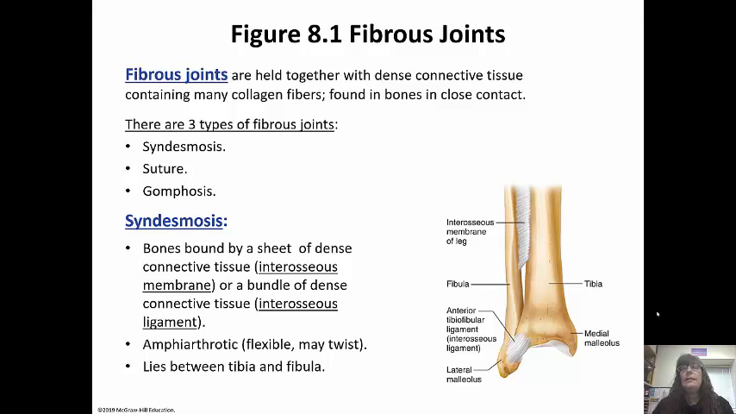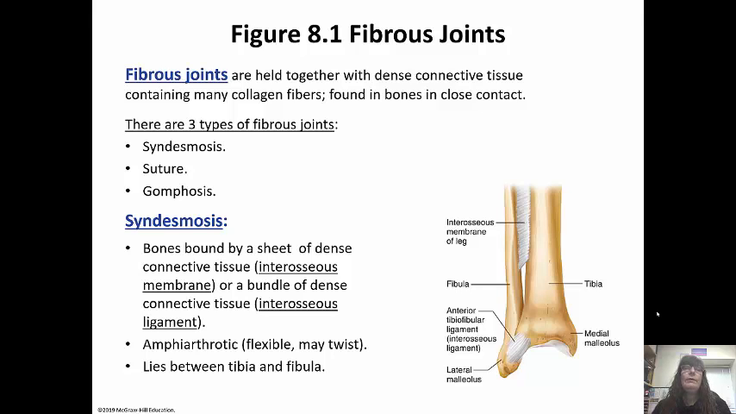A syndesmosis is a bone bound by a sheet of dense connective tissue, like the interosseous membrane between the fibula and tibia and also the radius and ulna, or a bundle of dense connective tissue like an interosseous ligament. Amphiarthrotic means that they are flexible to an extent, so they may twist.